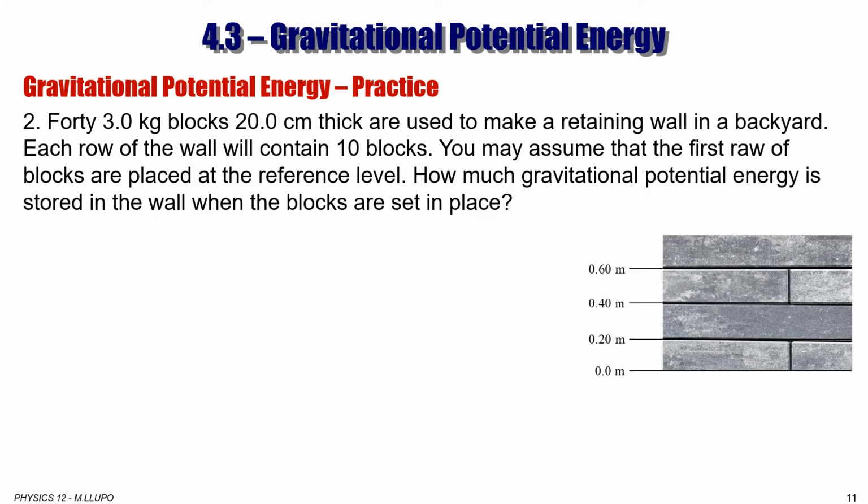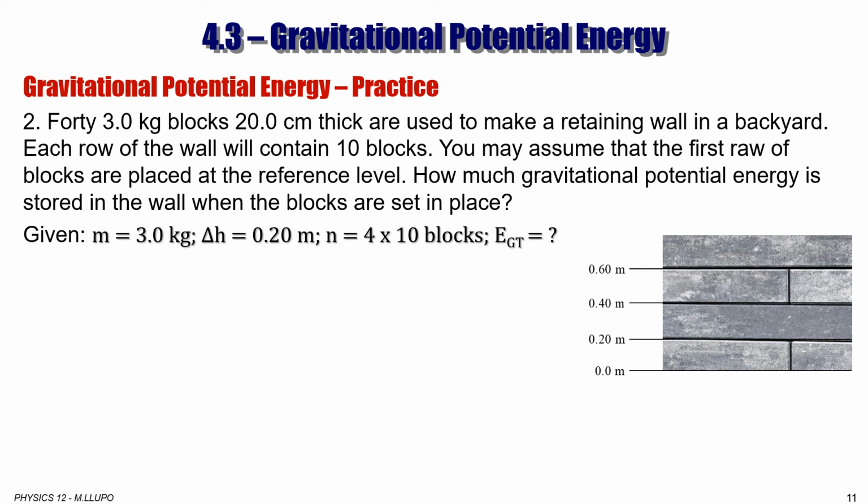This is the last practice problem with gravitational potential energy. 40 3-kilogram blocks, 20 centimeter thick, are used to make a retaining wall in a backyard. Each row of the wall will contain 10 blocks. You may assume that the first row of blocks is placed at a reference level. How much gravitational potential energy is stored in the wall when the blocks are set in place?